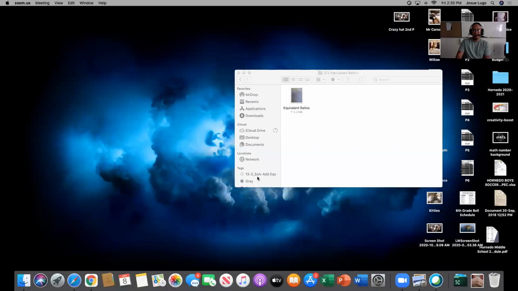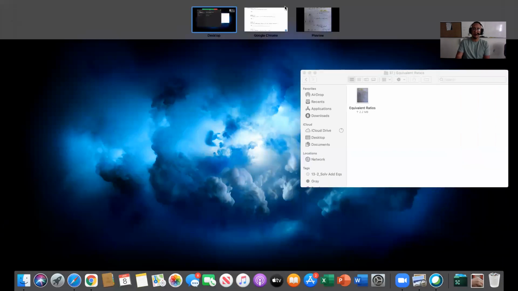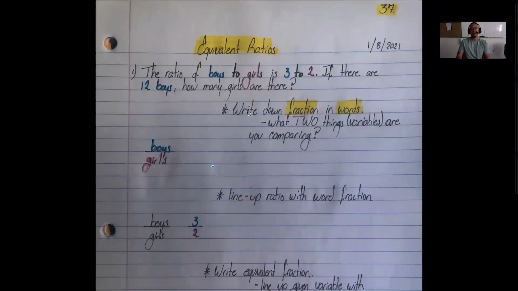Today, we're going to continue working on equivalent ratios. This is not a lesson from our textbook.